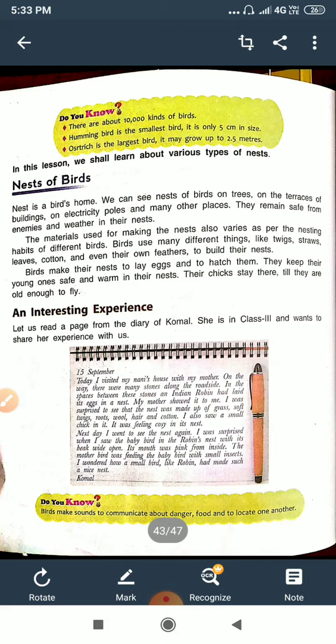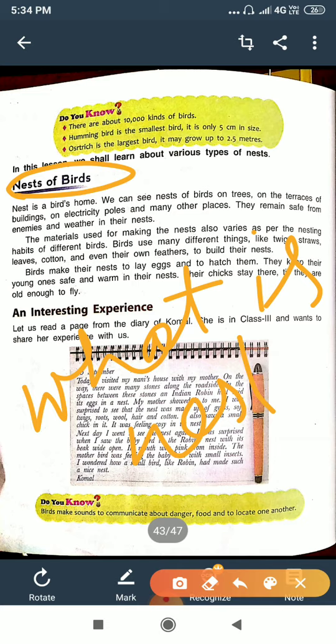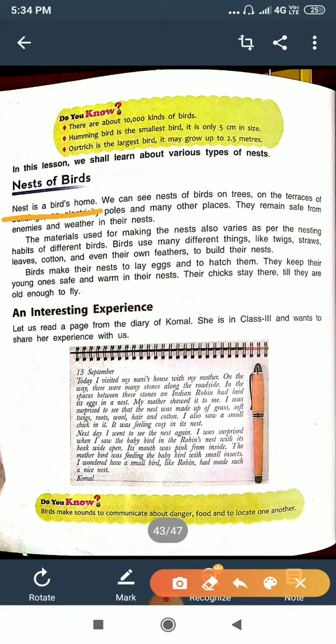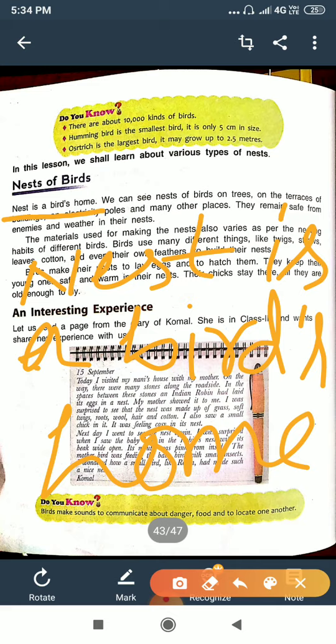Okay, and now the nest of birds. First of all, you have to know what a nest is. What is a nest? Now I am going to answer this question. You can write this question, what is a nest? And the answer is, the nest is a bird's home. I am going to underline this in your book. Nest is a bird's home. This is the answer, the definition of the nest.